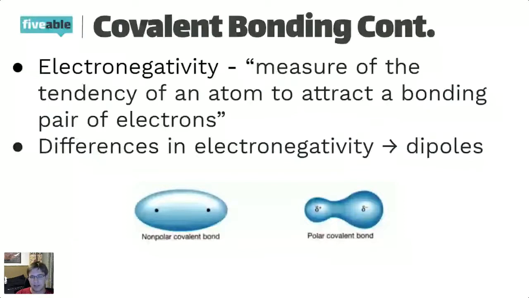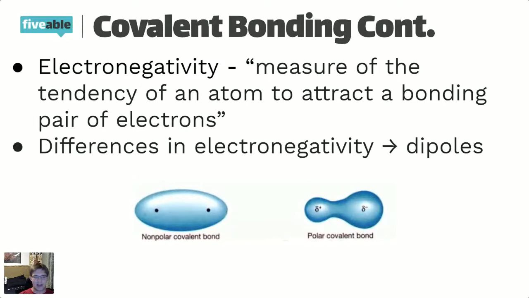Basically, in layman's terms, it means how hard a certain atom pulls on electrons, right? And there is a periodic trend for this. It increases going to the right and increases going up. So, for example, the most electronegative element on the periodic table is fluorine, right? It really tugs at those electrons.